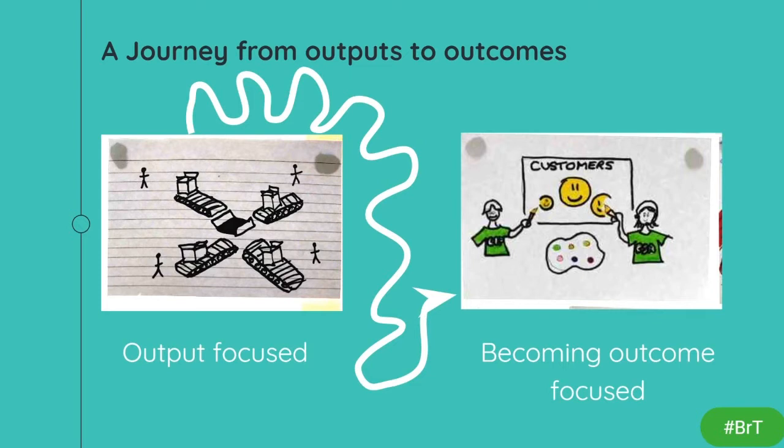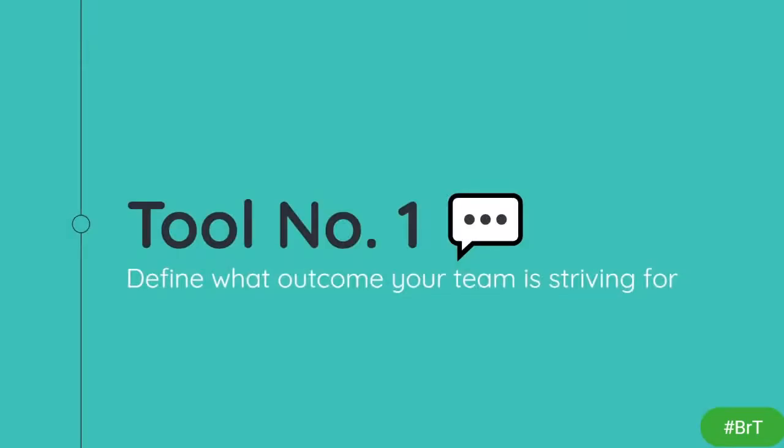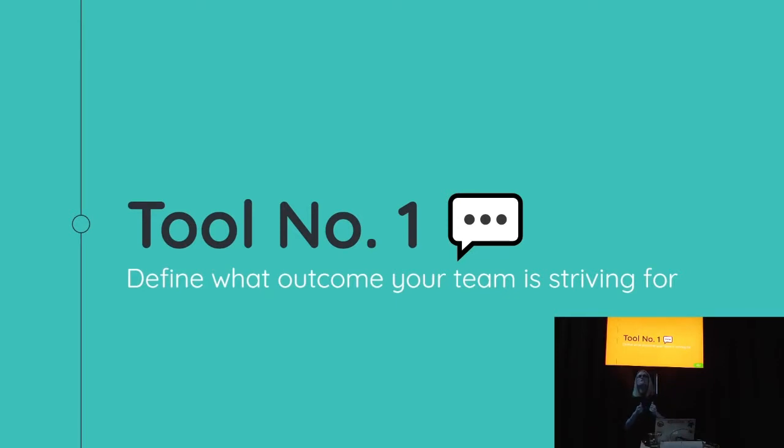You'll see from the squiggly line that with our team, some weeks we pick up some really good outcome focused habits, and the next week we go into that output wheel and the business suddenly says, yeah, you've got to deliver this, got to go live. So it's definitely a journey, and there's lots of backwards and forwards. Also, health warning, I'm going to show you some tools. They might not necessarily work for you and your team. You might need to adapt them to your environment, but I hope it'll give you some food for thought and something to try out.